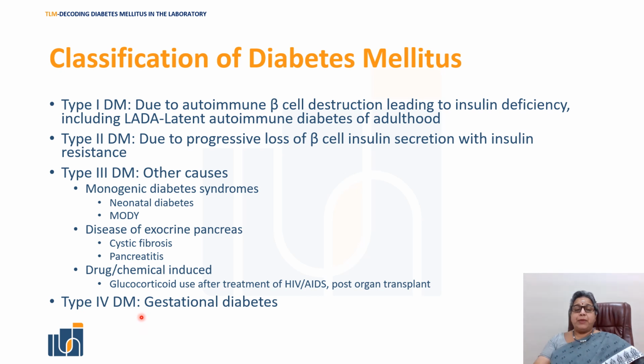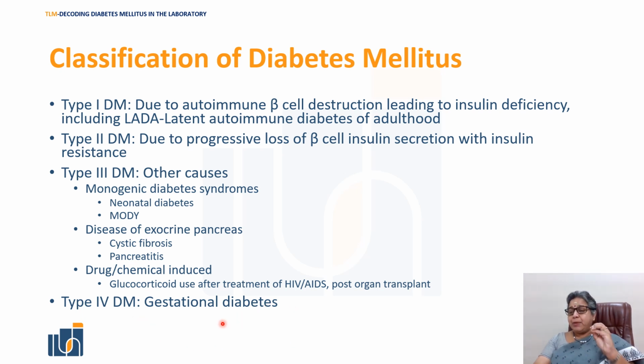Type 4 diabetes mellitus is gestational diabetes. This has been included under the classification because we're seeing gestational diabetes more frequently now. What is gestational diabetes? It is that elevation of blood glucose that is discovered when the woman becomes pregnant and is usually, we come to know of it when the demand increases and therefore it gets discovered in the second trimester of pregnancy, and that is type 4 diabetes mellitus or gestational diabetes.